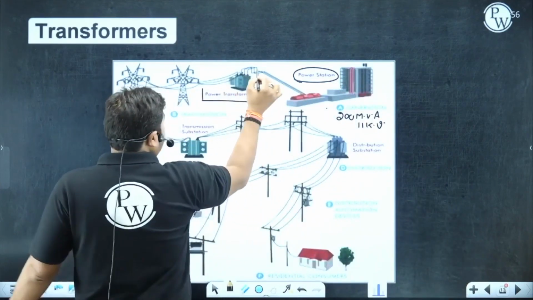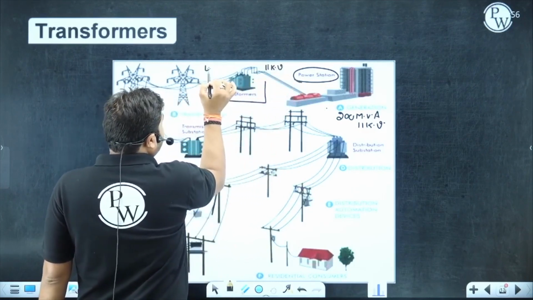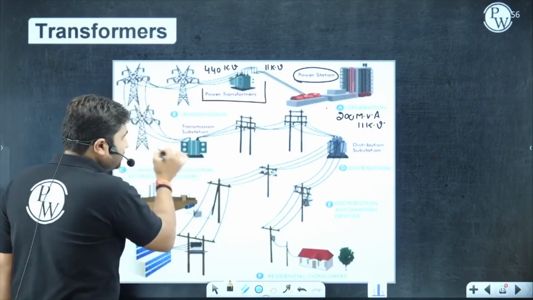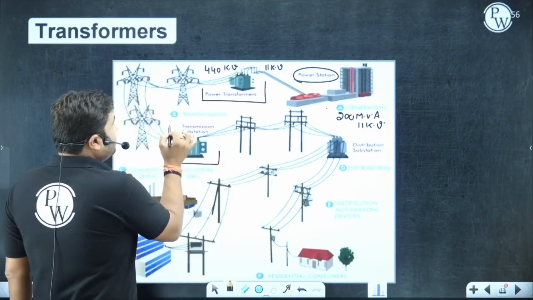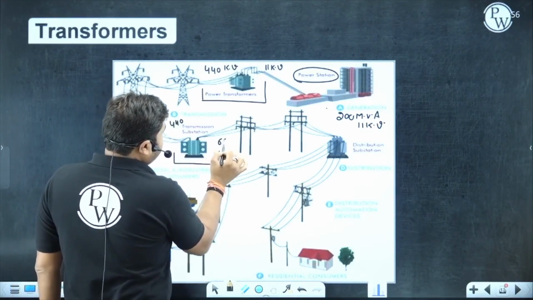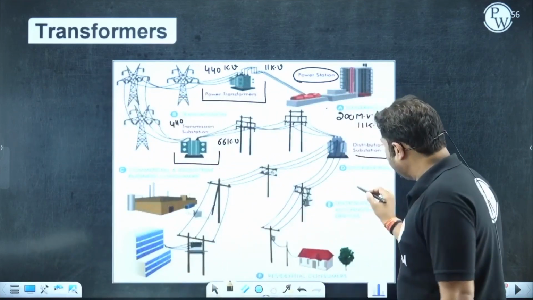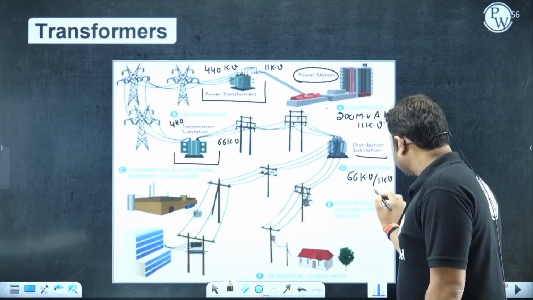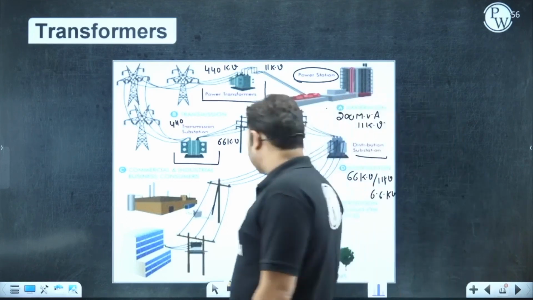Let us suppose this is 11 kV, and now I am going to step up to 440 kV. Now at 440 kV, the transmission is going to be done. After a transmission substation, it is again going to be changed from 440 kV to 66 kV. Is it okay? Yes, sir. Then at the distribution substation, it is going to change from 66 kV to 11 kV or 6.6 kV. Is it okay? Yes, sir. So 11 kV or 6.6 kV.